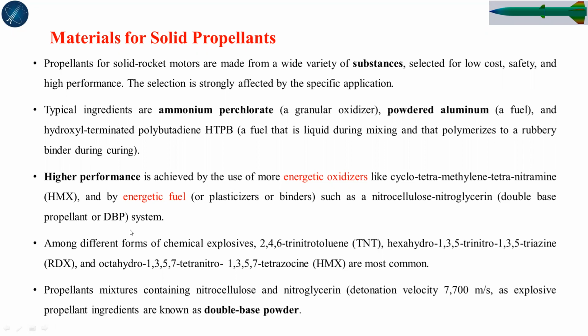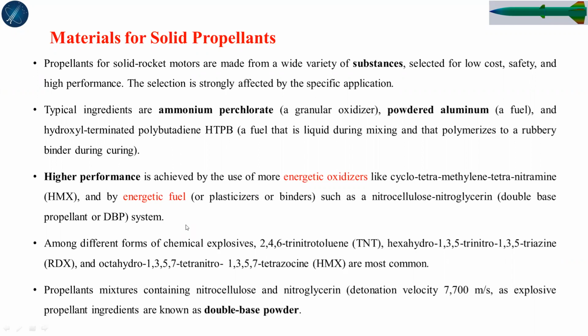Okay, there are some energetic fuels like plasticizers or binders, which are nitrocellulose and nitroglycerin. Nitrocellulose and nitroglycerin are double base propellant types. Nitrocellulose alone is a single base propellant, but the nitrocellulose with nitroglycerin combination gives us double base propellant. We call it in short DBP, double base propellant.